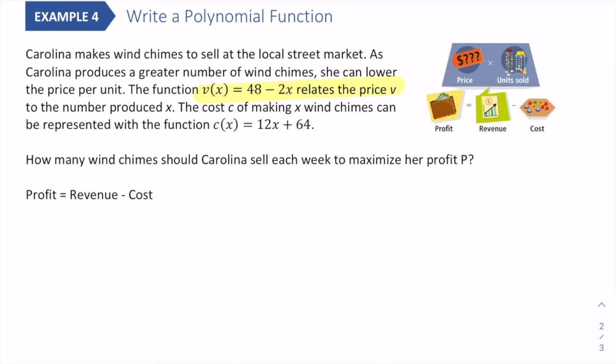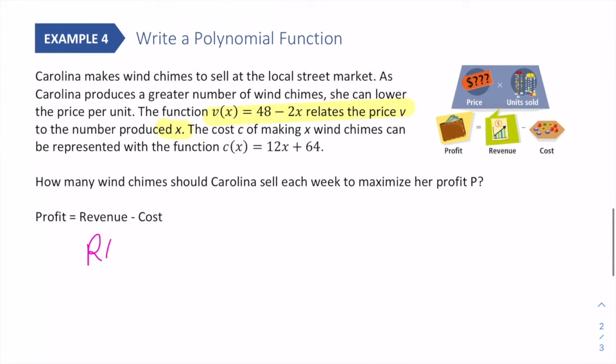So if she sells 2 wind chimes for $4, she would get $8 because 2 times 4 is 8. So if we don't know the number of items or wind chimes she's going to sell, we can say that's just x. So her revenue will be the number of items that she sells, x, times the price that she sets, which is 48 minus 2x. Well, we know that you're going to get money from all the sales, but there's going to be a cost of making the wind chimes.